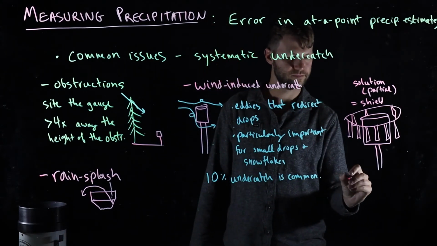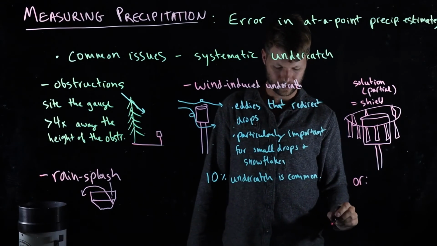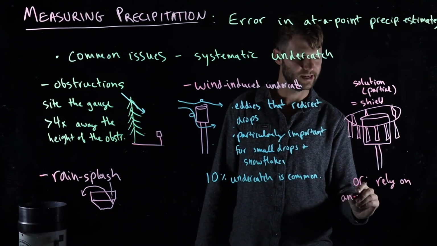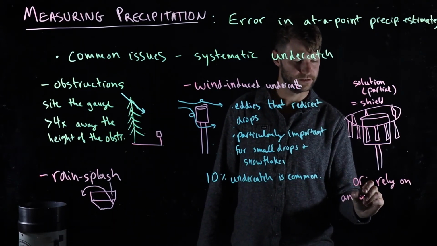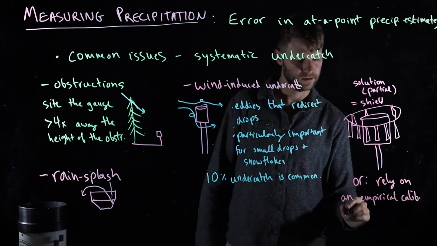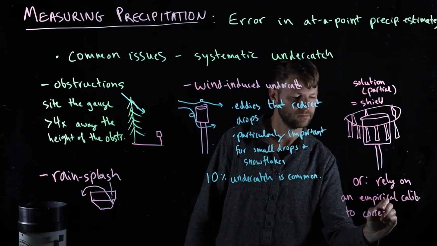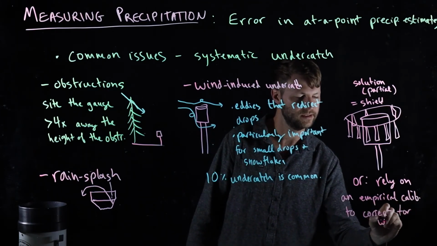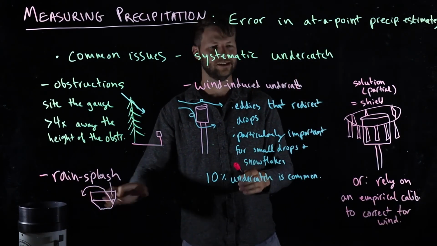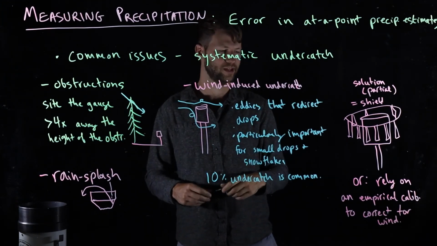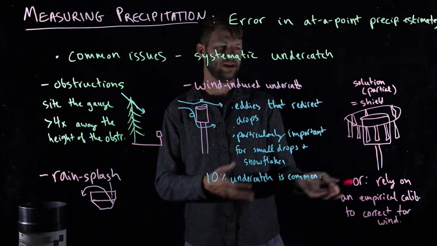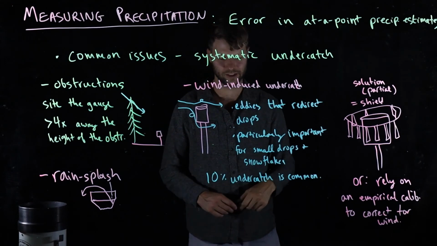Alternatively, you can rely on an empirical calibration to correct for wind-induced undercatch. And these calibrations usually work in places where you have next to the rain gauge a wind gauge that's measuring the amount of wind and its speed, and if it's raining during a time when it's very windy, you add some of that rain back in with this empirical correction.